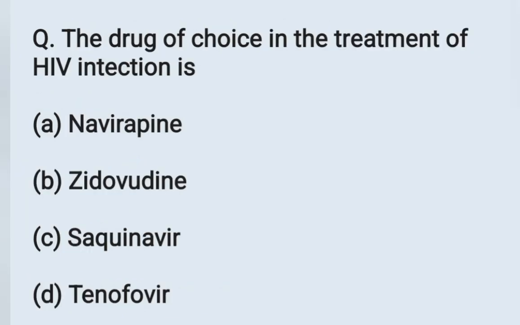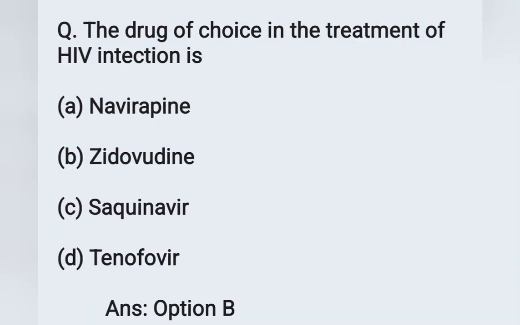And the next question is, the drug of choice in the treatment of HIV infection is options. Option A nevirapine, option B zidovudine, option C saquinavir, option D tenofovir. Drug of choice for the treatment of HIV infection is zidovudine. Option B is the correct answer.